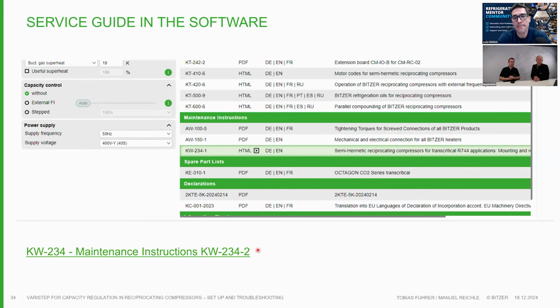If you put it back and it is not working so well, the second thing you can pay attention to is: does the module get the 0 to 10 volt capacity request signal correctly?